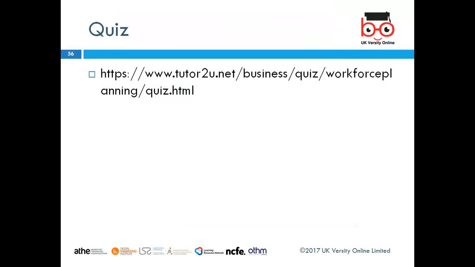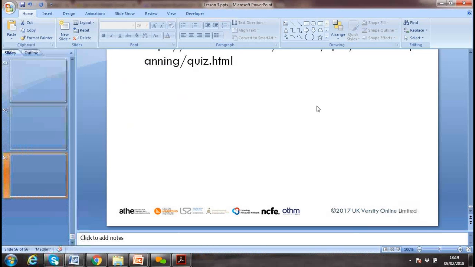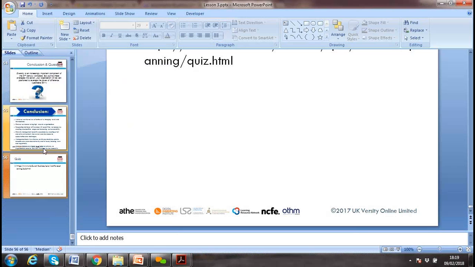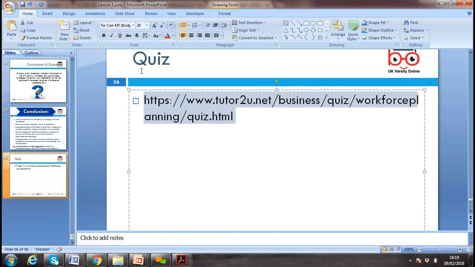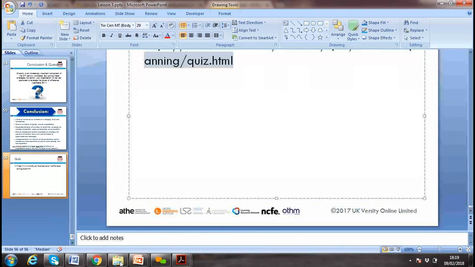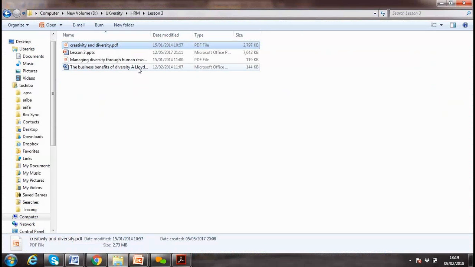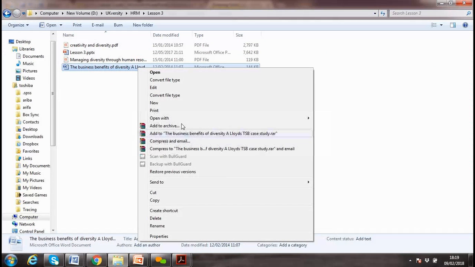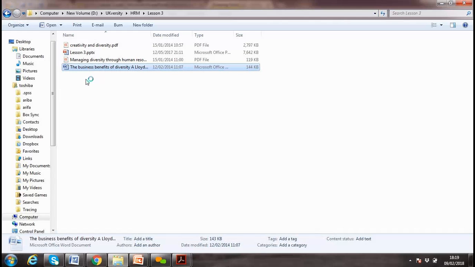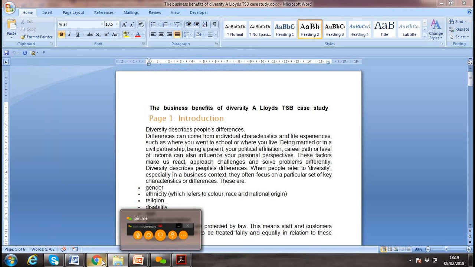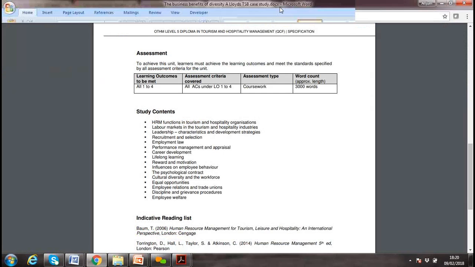And we have a quiz as well. Okay, can we do the quiz? So we'll do the quiz. I'm going to send you some case studies to read: Lloyds TSB, how they create diversity within a workforce and what benefit it brings them. That's quite good to read. Okay, let's go through.